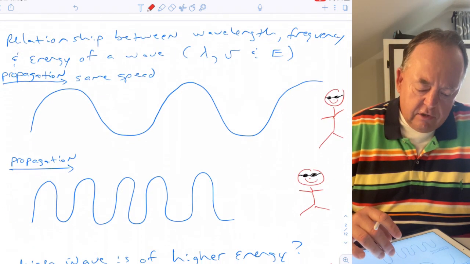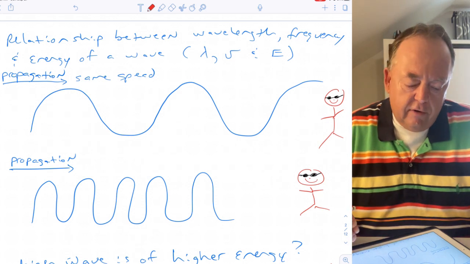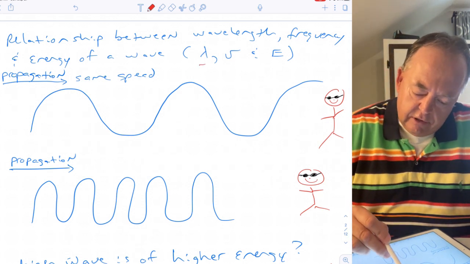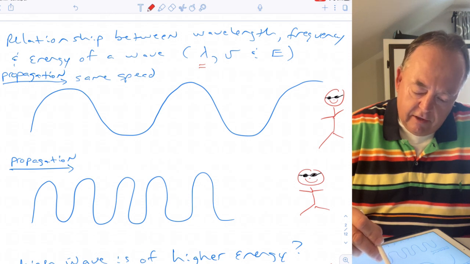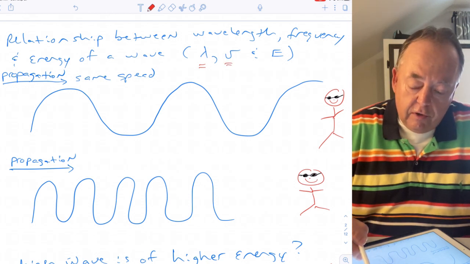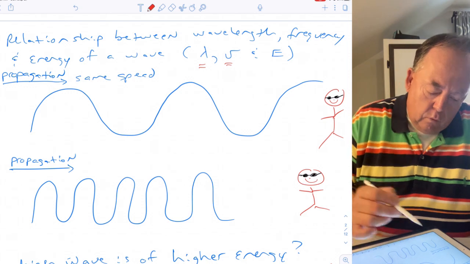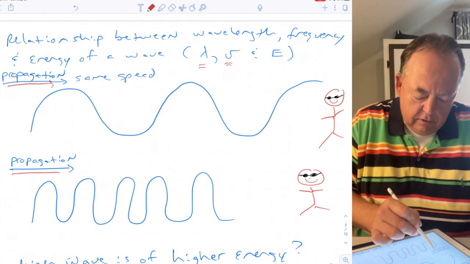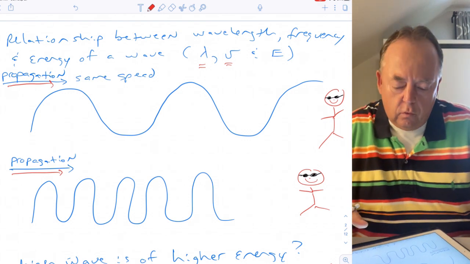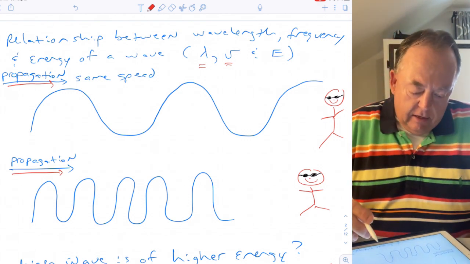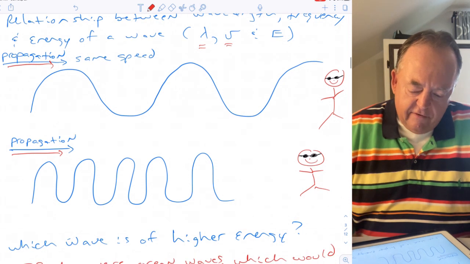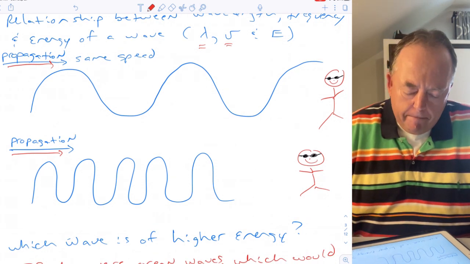So now let's look at the relationship between wavelength, frequency, and energy of a wave. You want to get accustomed to these symbols, right? Lambda is wavelength, nu is frequency. We'll say the wave is propagating in this direction. So we have two waves propagating from left to right on the screen, and at the same speed. So which wave is of higher energy?